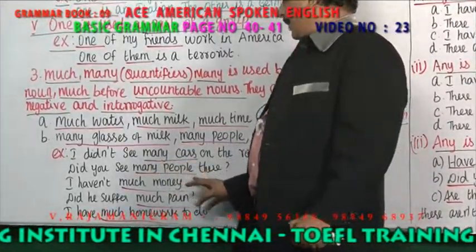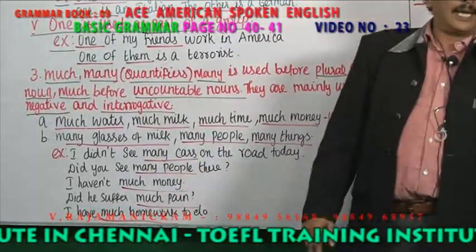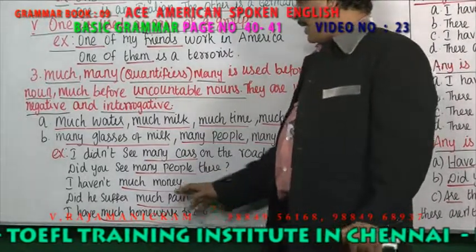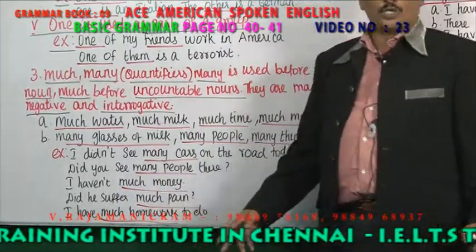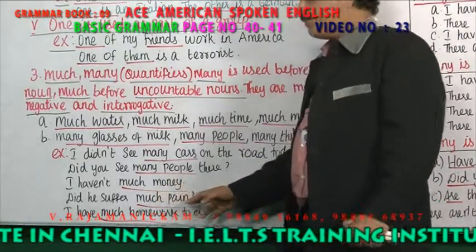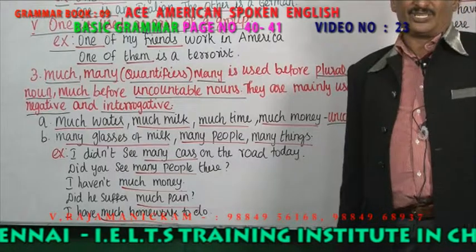Did you see many people there? People, are they uncountable or countable? Countable. So you're using many people. I haven't much money, uncountable, much money. So did he suffer much pain? Pain, you cannot say I got 8 pains.